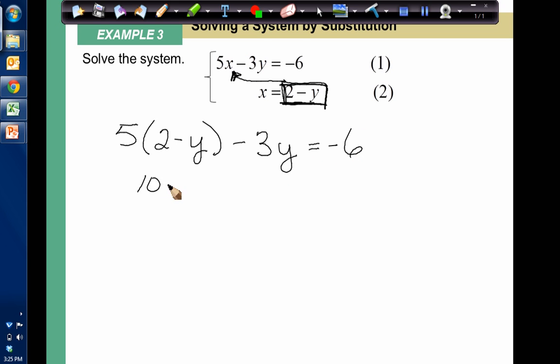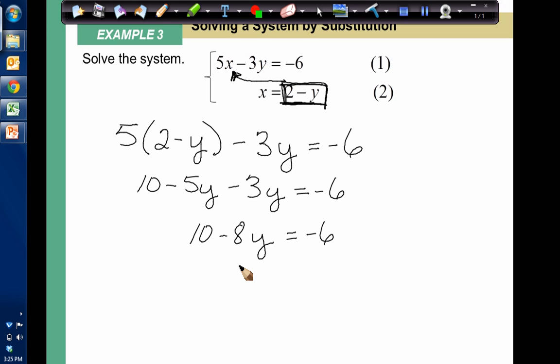So we have 10 minus 5y minus 3y equals negative 6 after we distribute. Now we're going to add like terms: 10 minus 8y equals negative 6. We'll subtract 10 from both sides. Negative 8y equals negative 16, and divide by negative 8 on both sides to get y equals 2.